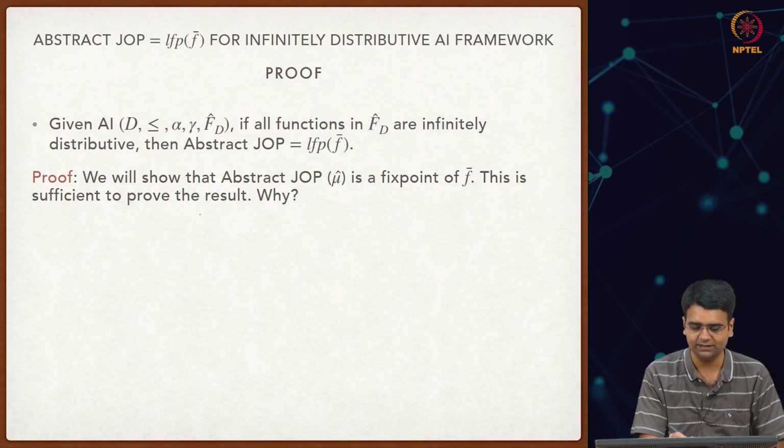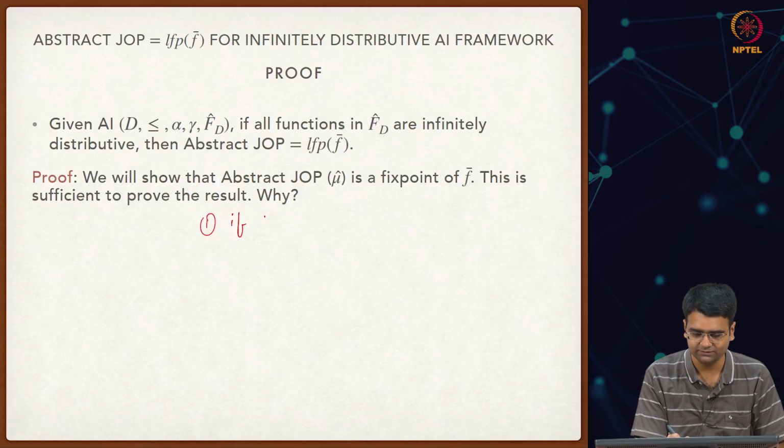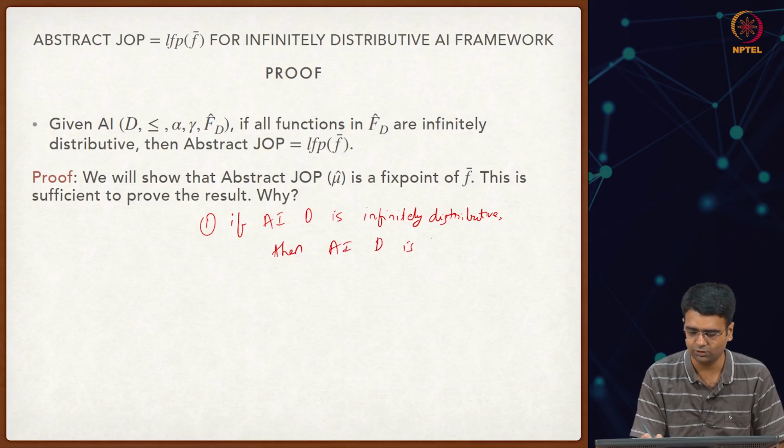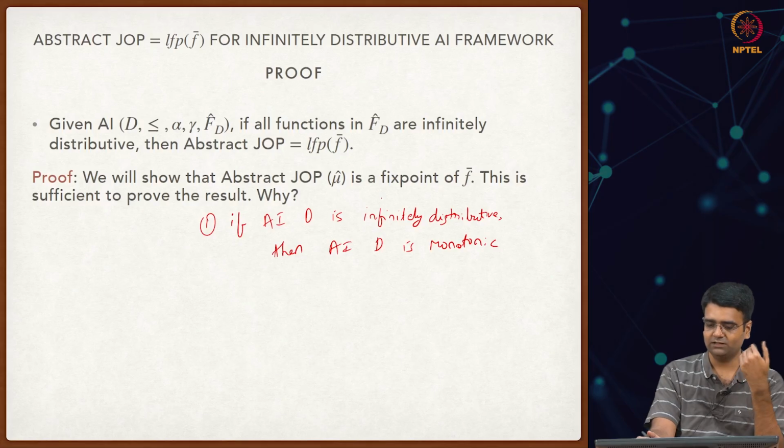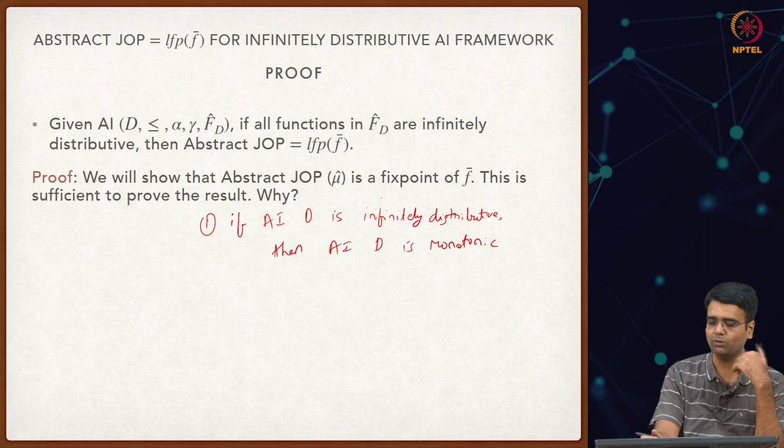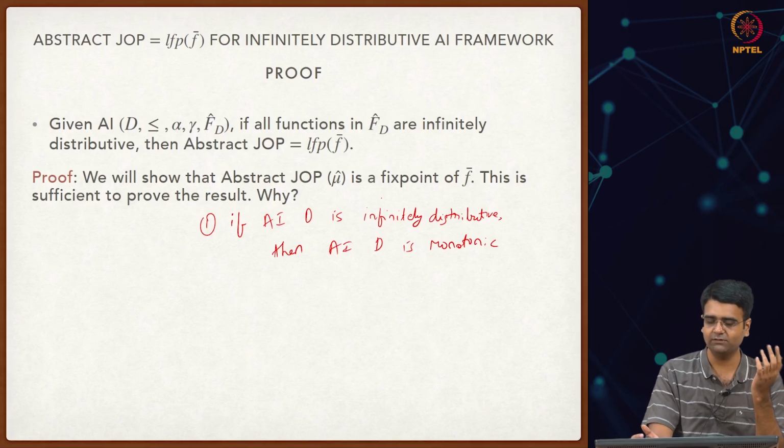So let's try to untangle this. What do we know? If this abstract interpretation framework D is infinitely distributive, then I also know that this abstract interpretation framework is monotonic. Why is that? Because we have already seen that if a function is infinitely distributive, it's also distributive, and therefore it's also monotonic. Which means that all the abstract transfer functions are going to be monotonic, which means that the abstract interpretation framework itself is going to be monotonic.